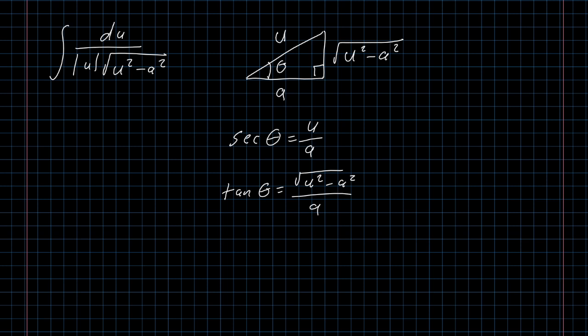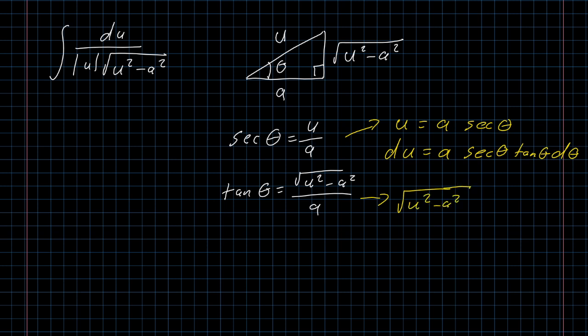From there, I want to rearrange things in a couple of different ways. As we saw before, it would be really nice if I could rearrange this and say that u is equal to a times the secant of theta. Because from there I can get that du is a times secant theta times tangent theta times d theta. Then I also want to take this guy down here, and I'll rearrange it and say that the square root of u squared minus a squared is a times the tangent of theta.